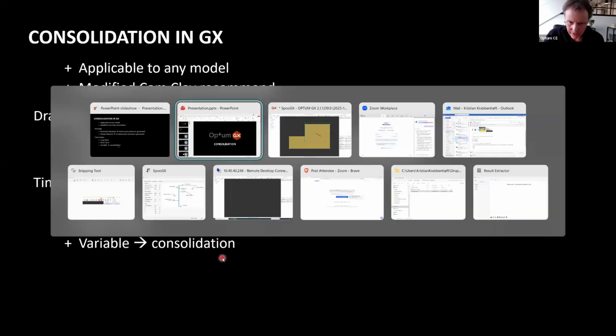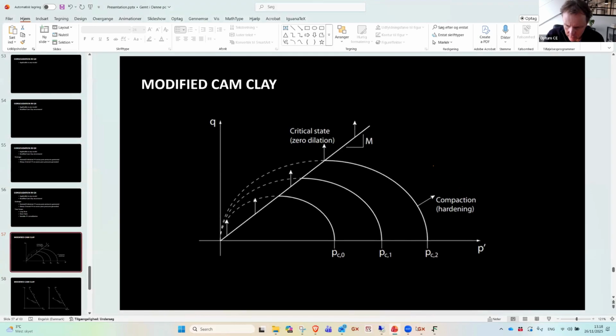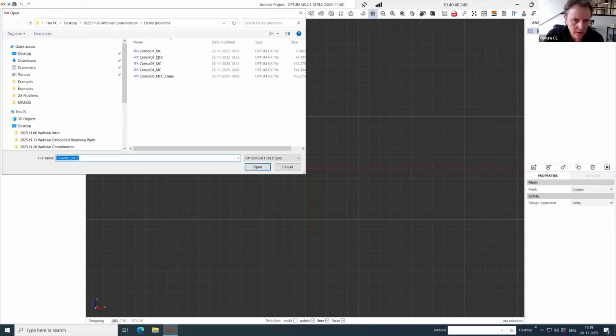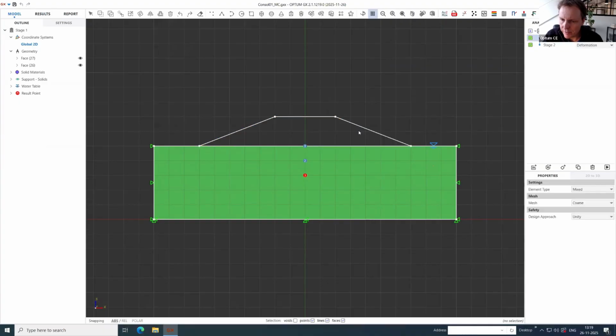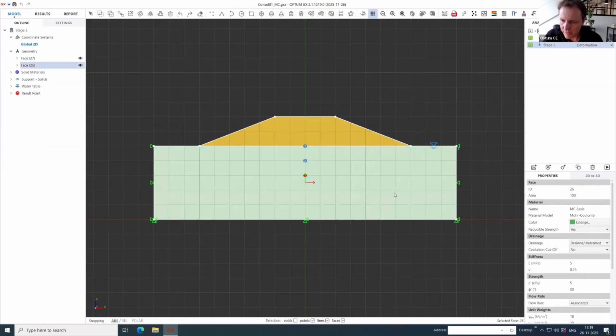And I will now switch actually to GX. I think that's probably better to show these. And I have an example already set up. It's a very simple example, where we have a kind of an embankment. We start with this situation, and then we activate the embankment. So we put a heavy load on this soil here, which is supposed to be kind of like a clay-like material. It has a Young's modulus of 5 MPa, so not a lot of strength.